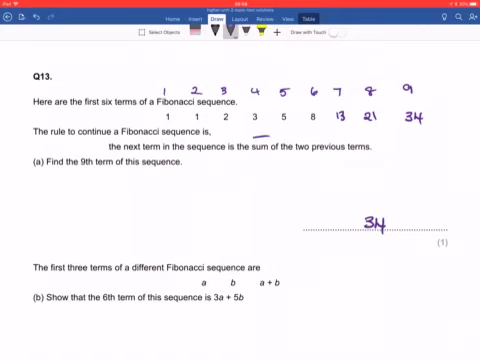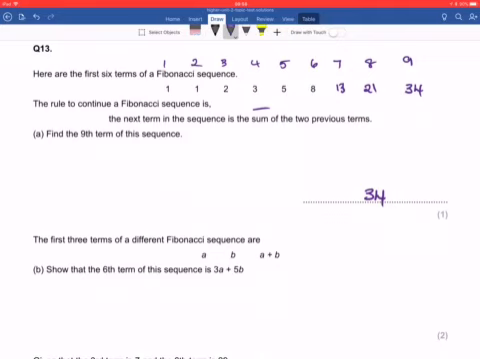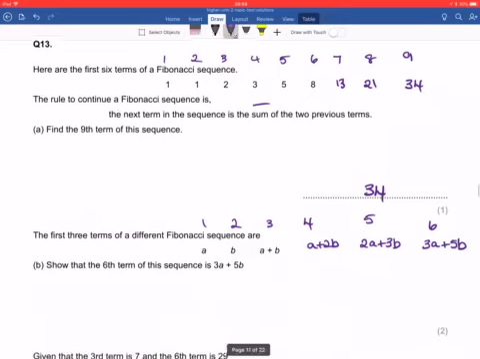The first three terms are A and B, A plus B. Show that the sixth term of the sequence is 3A plus 5B. Let's have a look. 1, 2, 3, 4. So 4 is going to be A plus 2B, because I'm going to do 2 and 3. 5 is going to be A plus A, which is 2A, and B plus 2B, which is 3B. And 6 is going to be 5 and 4 added together, so 2A add A is 3A, 3B add 2B is 5B. You have to show how you've worked it out.